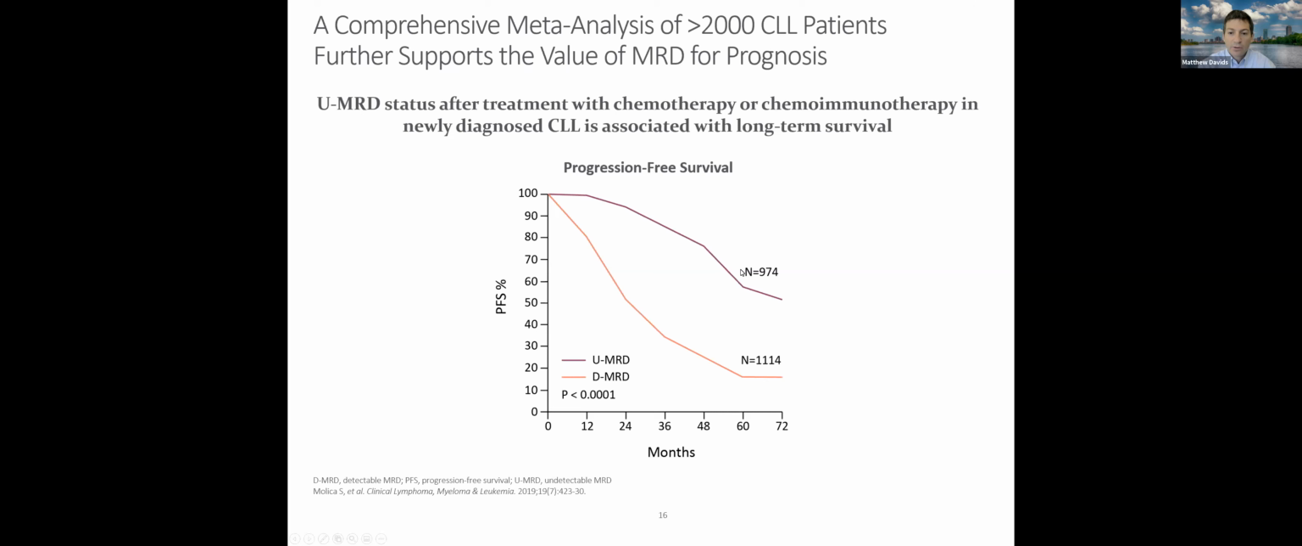And you can see here that there were about 1,000 patients in each group, so about half the group had undetectable MRD, half the group had detectable MRD at the end of their initial treatment. And you can see that the patients who had undetectable MRD took much longer until they had progression of the CLL as compared to patients who had detectable MRD. So already this was an initial clue that this was going to be a very important predictor of the duration of the remission after treatment.